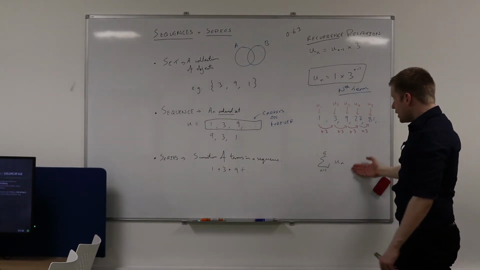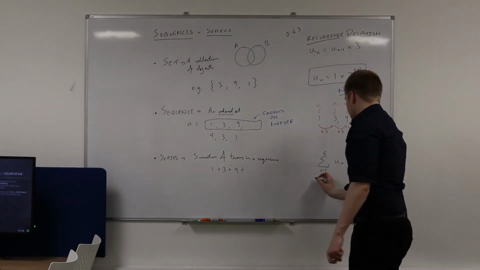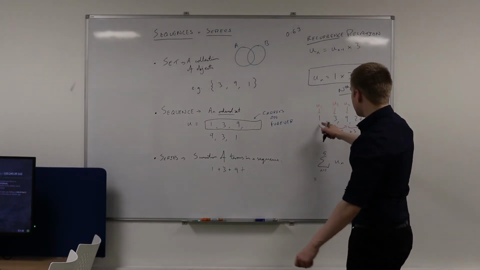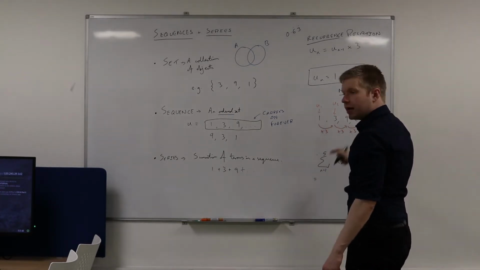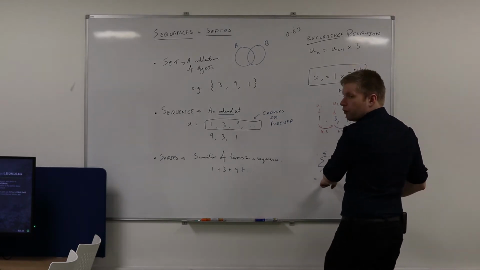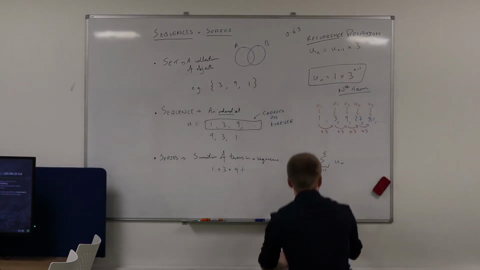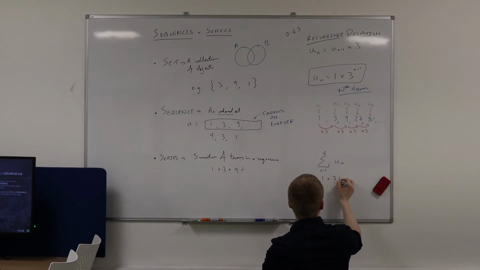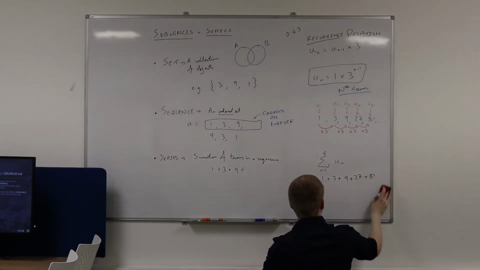So in this case, if I was going to write it out explicitly, here's my sequence, 1, 3, 9, 27, 81. What the summation of the first 5 terms would look like would be 1 plus 3 plus 9 plus 27 plus 81. Okay, you happy?